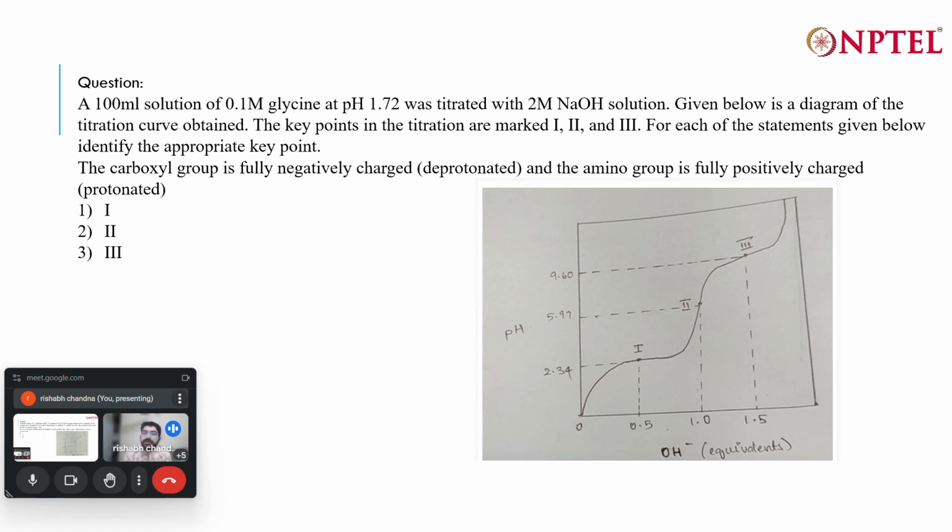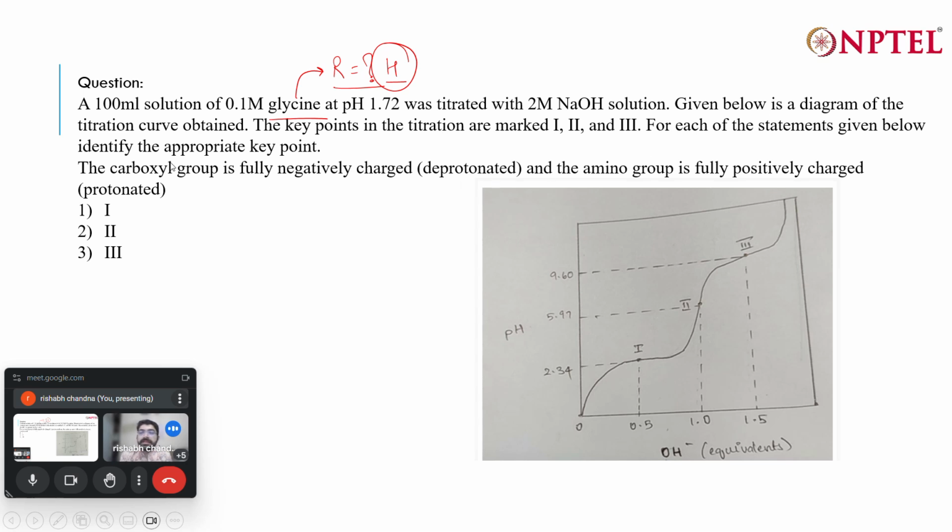You are provided with a 100 ml solution of 0.1 molar glycine. Glycine is also an amino acid. What is the side chain present in glycine? H. Yes, it's H. This is the only amino acid that is achiral in nature. Moving back to the question, at pH 1.72 it was titrated with 2 molar NaOH solution.